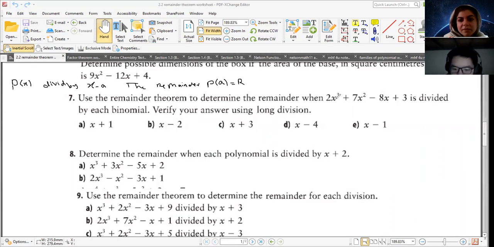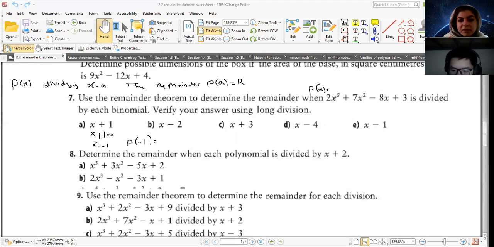Like an example, this is going to be my P(x) = 2x^3 + 7x^2 - 8x + 3. Now I want to see the remainder when that is divided by x + 1. I need to find a zero first here. x + 1, I equal it to 0, x equals -1. Then P(-1) will be my remainder.